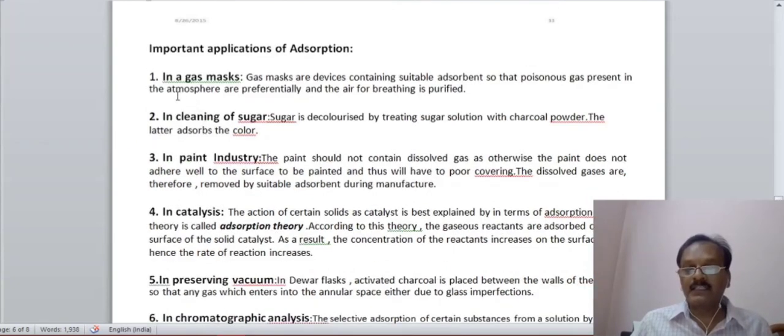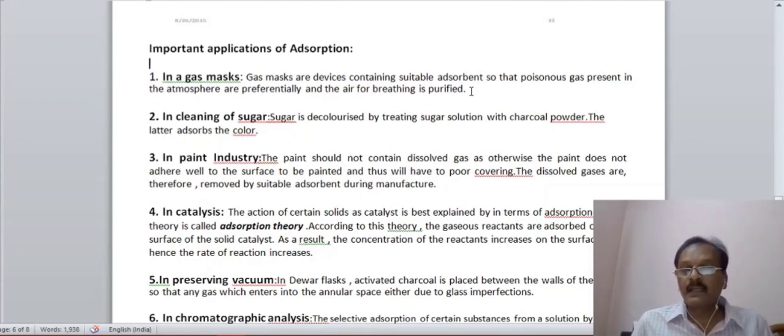First one is the gas mask. Gas masks are devices containing a suitable adsorbent, so that the poisonous gases present in the atmosphere are preferentially adsorbed, and the air for breathing is purified. That means when a poisonous gas is released in a war field, if you wear the mask, then when you inhale, the poisonous gas present in the atmospheric air is filtered out, which allows only pure air into the body. So that is one of the important applications of the adsorption concept.